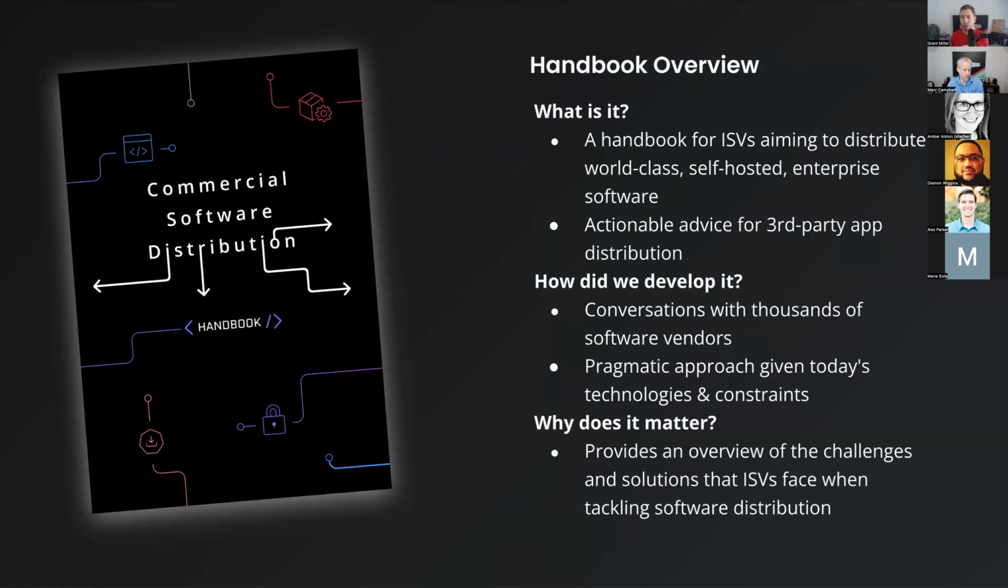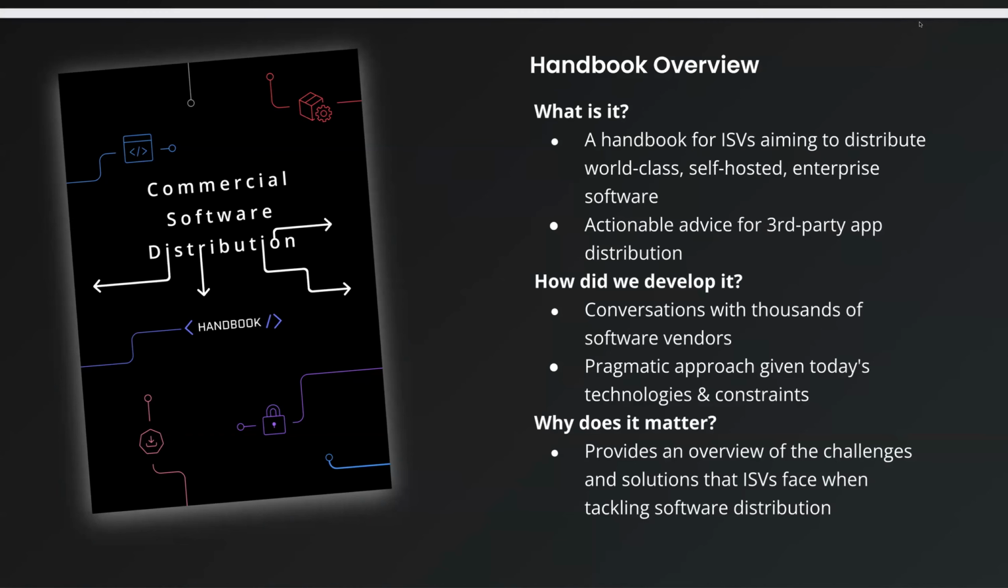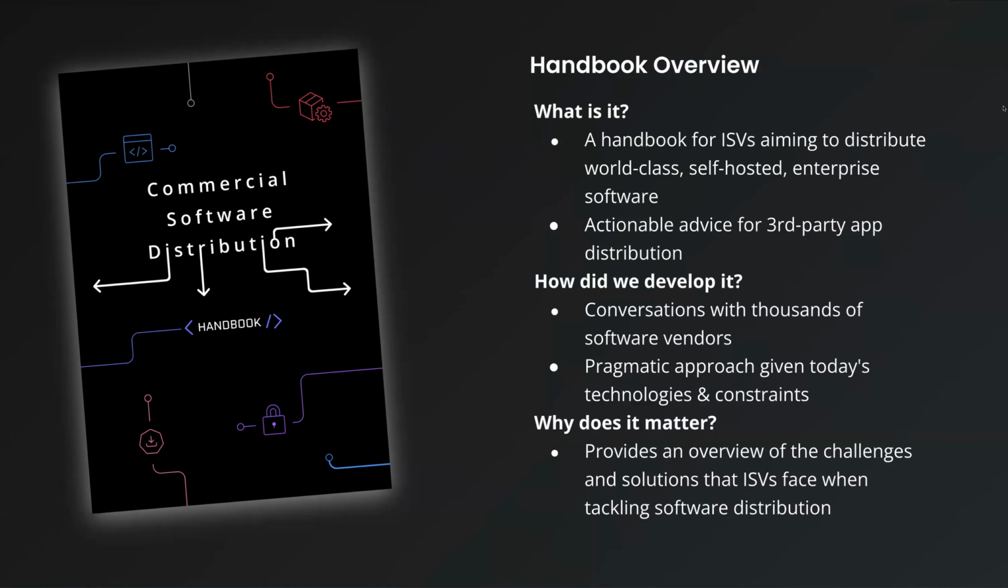So this is a handbook for ISVs aiming to distribute truly world-class self-hosted enterprise software. We wanted it to be really actionable advice for third-party application distribution. We developed it through conversations with thousands of different software vendors, and we really aim to make it a pragmatic approach given today's technologies and constraints. So this isn't pie in the sky. This is what you can do today to offer really great self-hosted software.